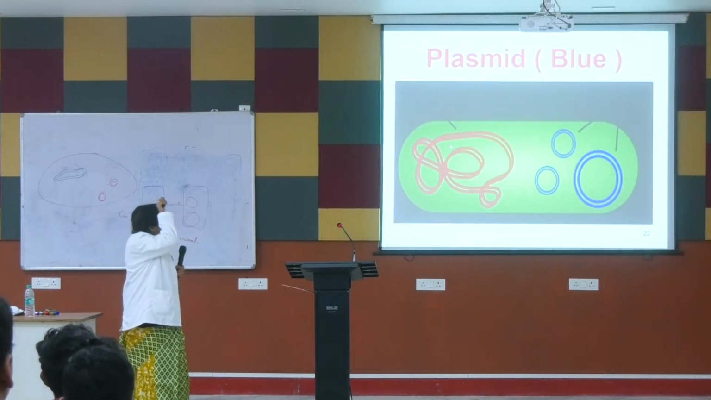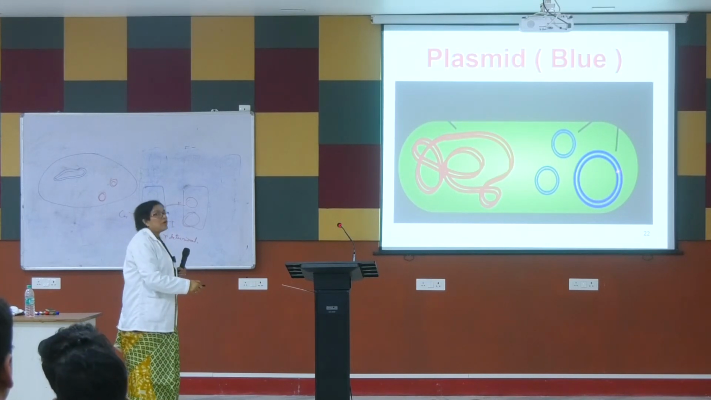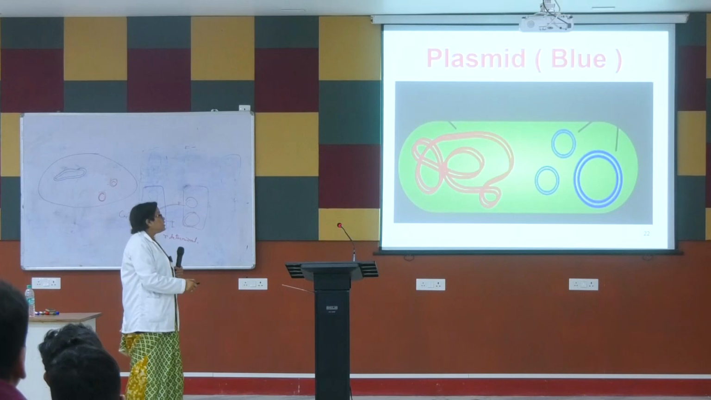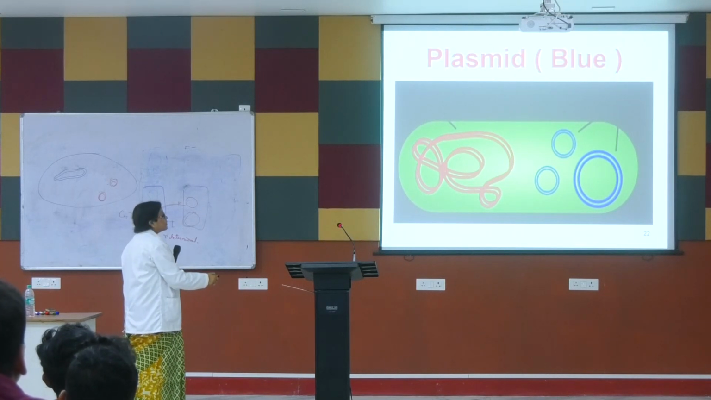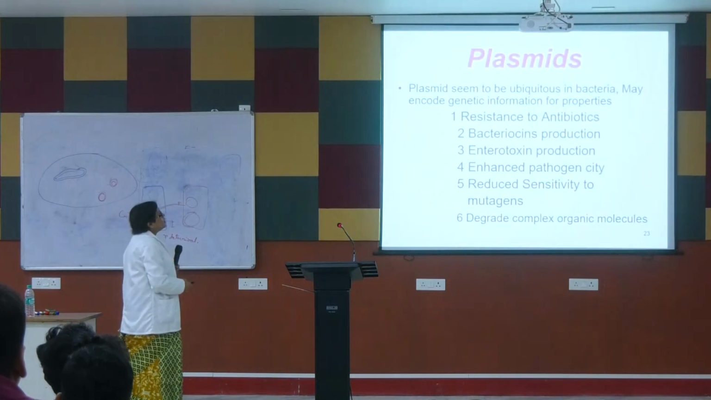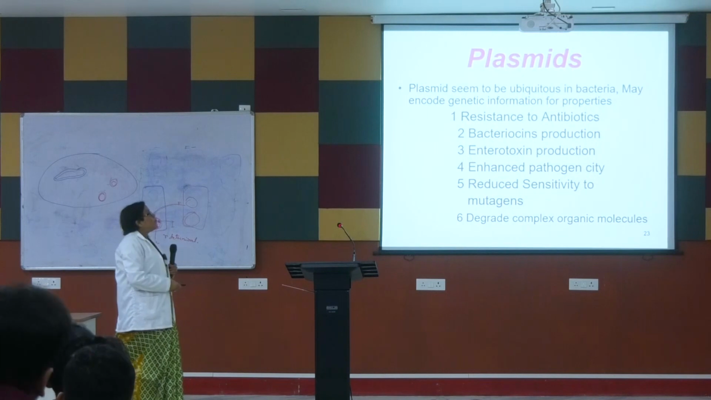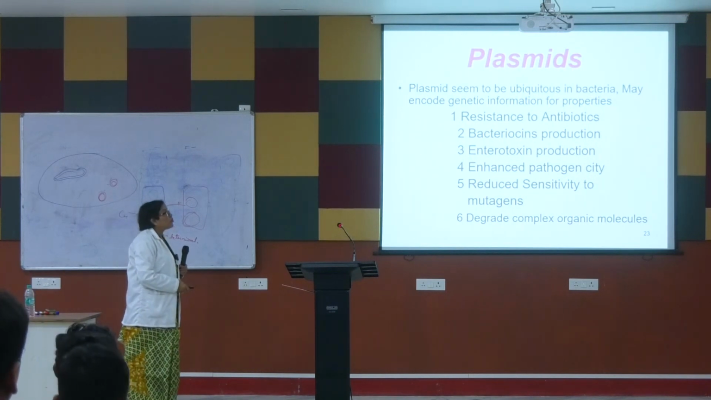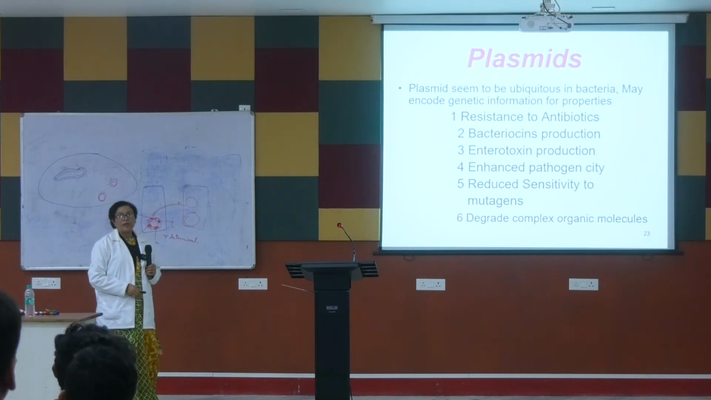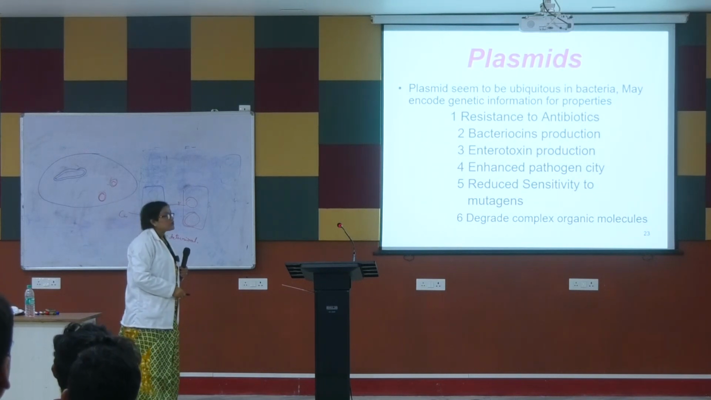Now we can see blue colored, these are the plasmids. It may be multiple in a cell, not only one, and this is the bacterial chromosome. Plasmids seem to be ubiquitous in bacteria, may encode genetic information for properties. These are the properties of plasmid: resistance to antibiotics, bacteriocins production.